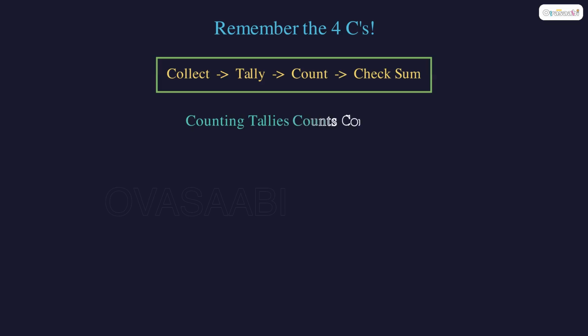Remember the 4 C's: collect, tally, count. Check the sum equals your total data. Frequency tables turn messy numbers into clear stories.